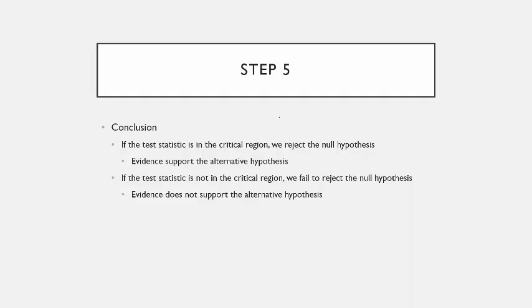Step 5 is our conclusion. If the test statistic is in the critical region, all right, one of these shaded regions here, okay, we reject the null hypothesis. What this means is evidence supports the alternative. And if the test statistic is not in the critical region, what happens is we fail to reject the null hypothesis, meaning evidence does not support the alternative. All right, let's just do 3 examples of this so you can see how this process of hypothesis testing for proportion is done.